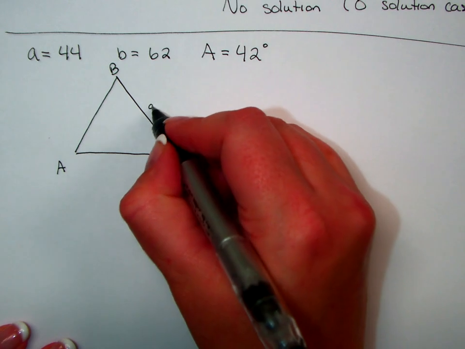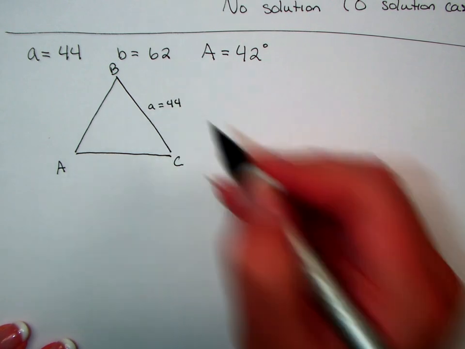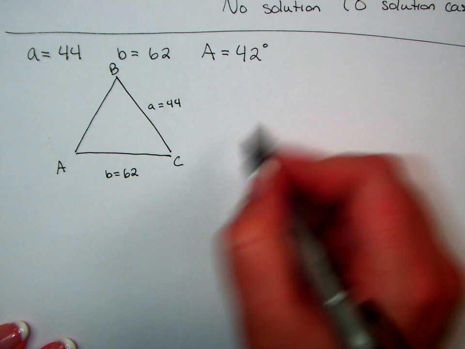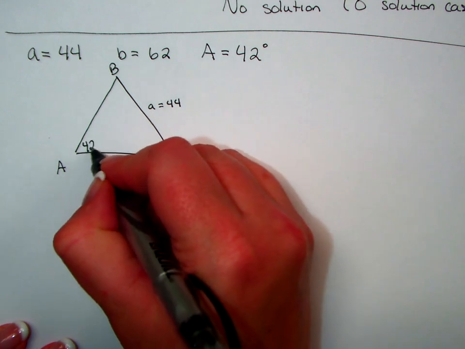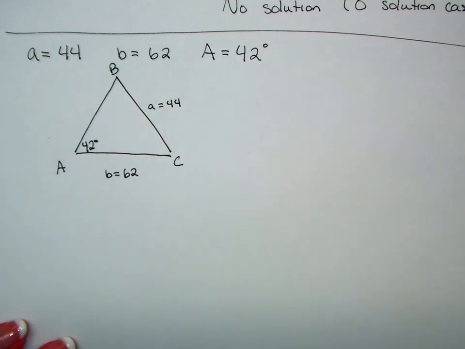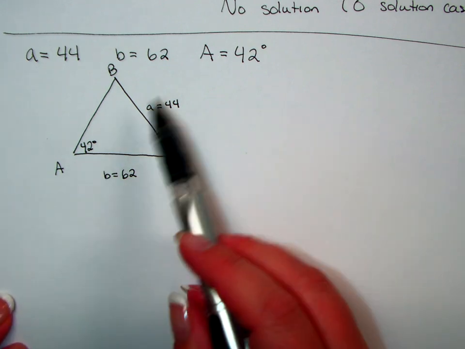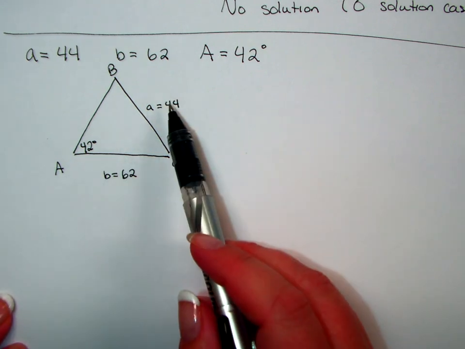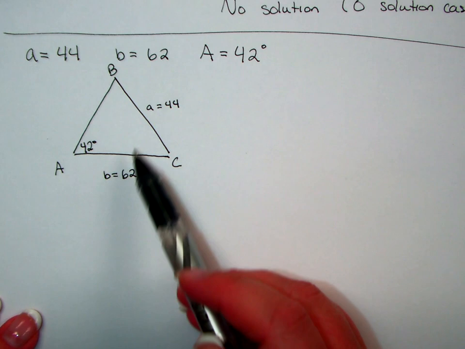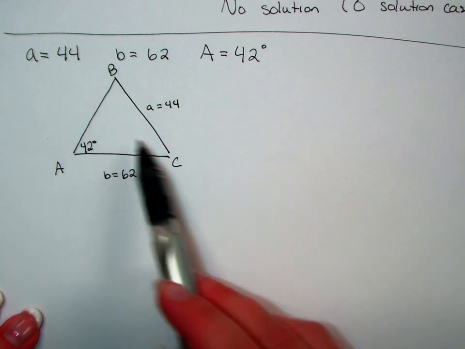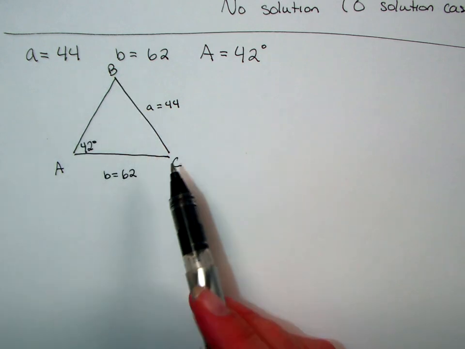All right, so little a is 44, little b is 62, and angle A is 42 degrees. So again, we're given the proportion for angle A and side A. We're forced to solve for angle B here because we have no information given for angle C or side C.